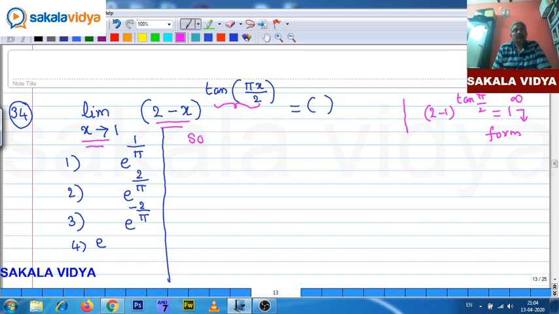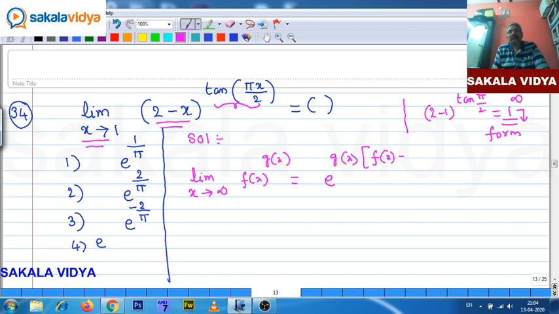So now, we have one formula. Let me discuss. Limit x tends to infinity, f of x to the power of g of x, which is in the form of 1 to the power of infinity. Then this we can write as e to the power of limit x approaches infinity of g of x into (f of x minus 1). You remember this shortcut.